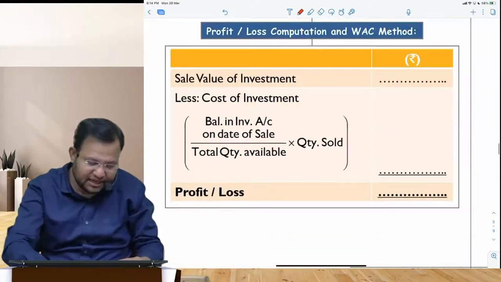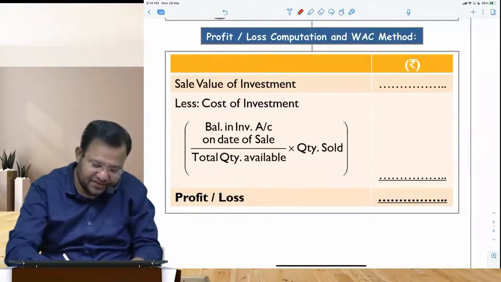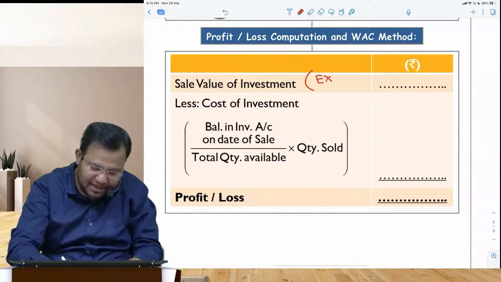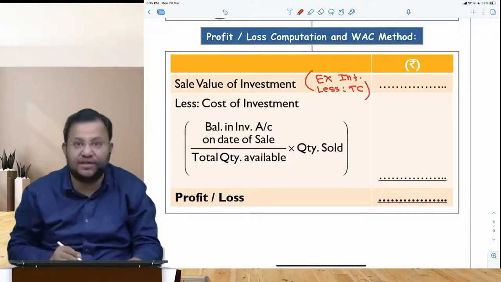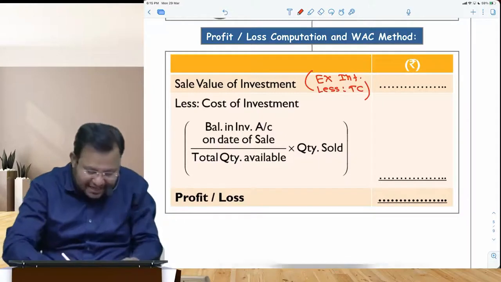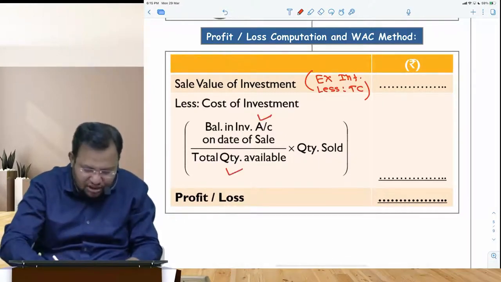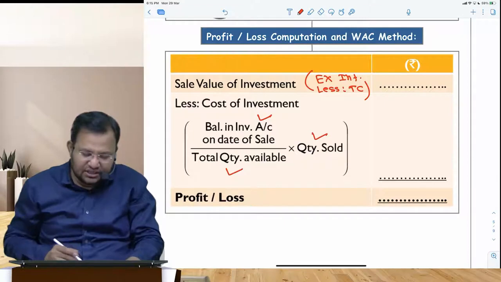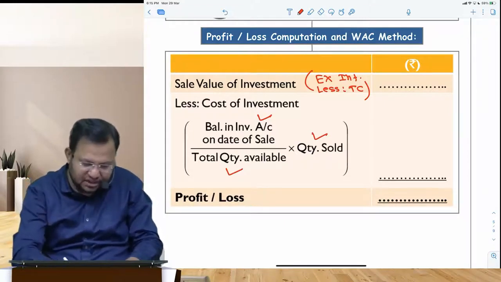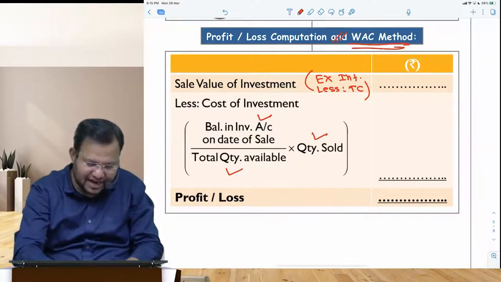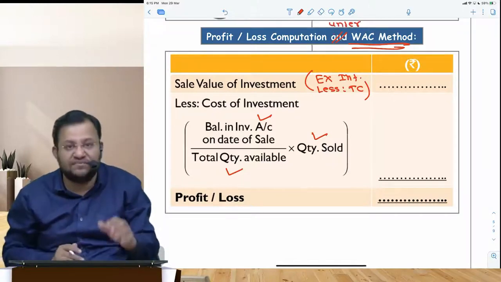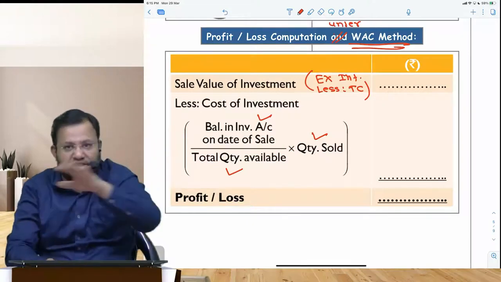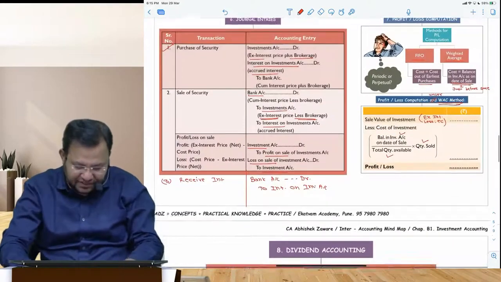And then you calculate profit or loss as under. Sell value of investment, what will it be, children? X interest minus transaction cost, less transaction cost. This will be your effective sell value. And how do you find the cost? Balance in investment account divided by total quantity, into quantity sold. So this is profit or loss computation under the weighted average cost method. So that will be the profit or loss. In FIFO, you have to find out each lot, each purchase, and that is the profit or loss.